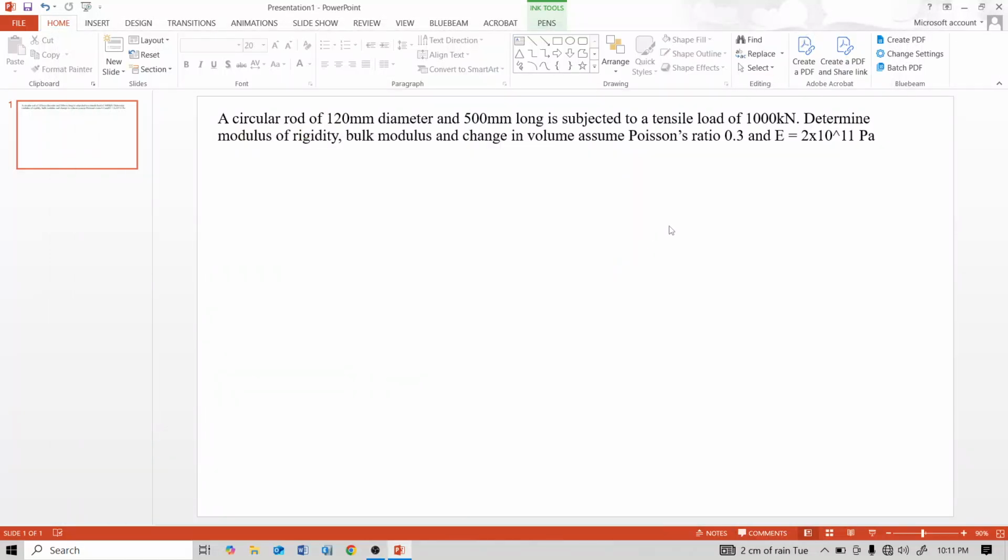Today's numerical: a circular rod 120 mm diameter and 500 mm long is subjected to a tensile load of 1000 kilonewton. Determine modulus of rigidity, bulk modulus and change in volume. Assume Poisson's ratio 0.3 and E is equal to 2 into 10 raised to 11 Pa.